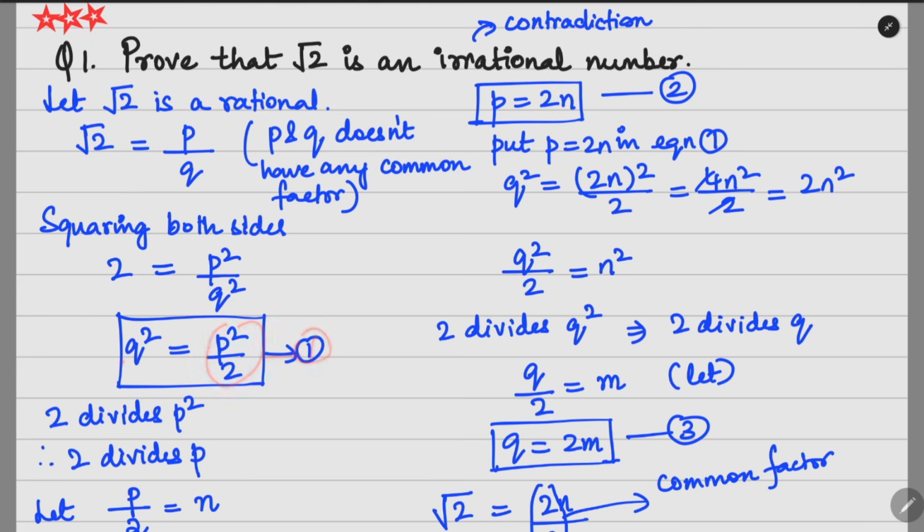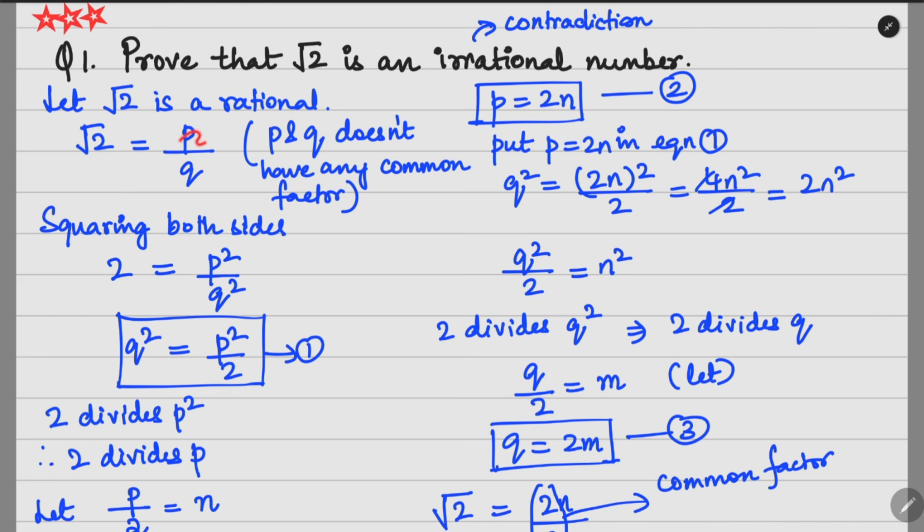Let this be equation 1. Here if you see, 2 divides p square, which means 2 also divides p. So p by 2, let it be n, which means p is equal to 2n, equation 2. Put this p equal to 2n in equation 1. So q square equals 2n the whole square by 2, 4n square by 2, which is 2n square. We get q square by 2 equal to n square, which means 2 divides q square, which means 2 divides q, and q is nothing but 2m.